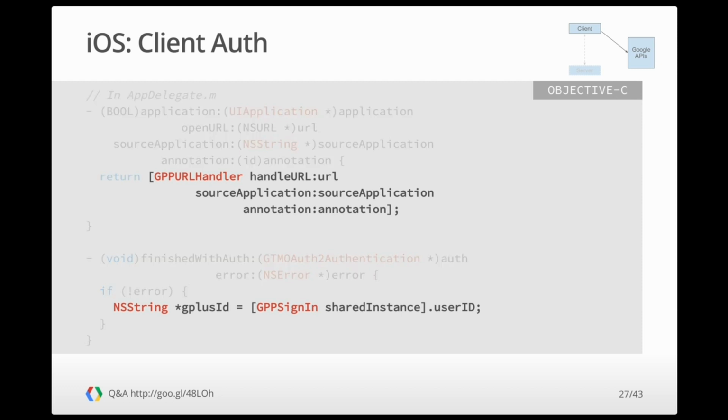So this is where you typically handle incoming URLs. And what we provide for you is GPPURLHandler. And this is great because it looks at the URL, first figures out, was this coming in from a signed-in user? If it is, it will return yes, and it will also call finishedWithAuth. And it will give you all the authentication information you need. It'll store everything in the SDK, and you'll be ready to go. From there, you can just call GPPSignIn sharedInstance to get information like the user ID.